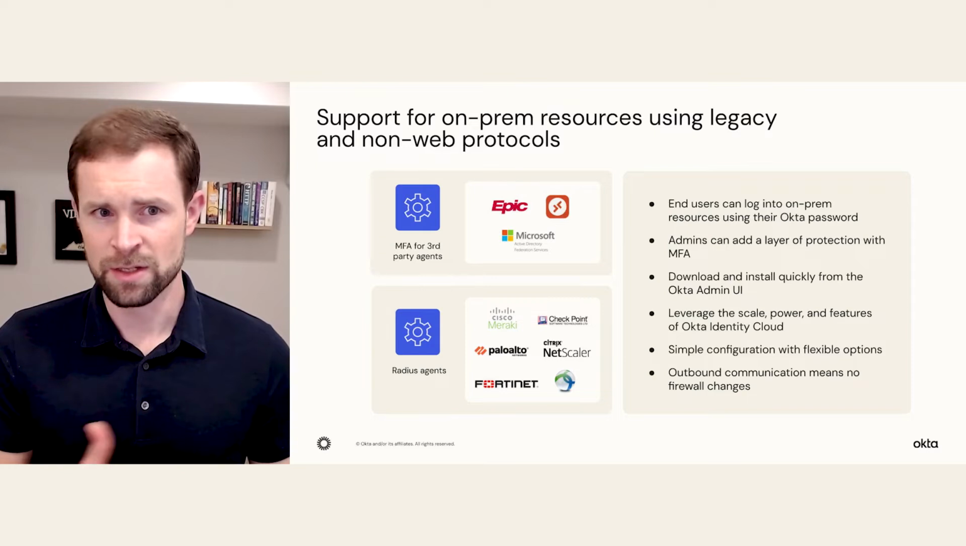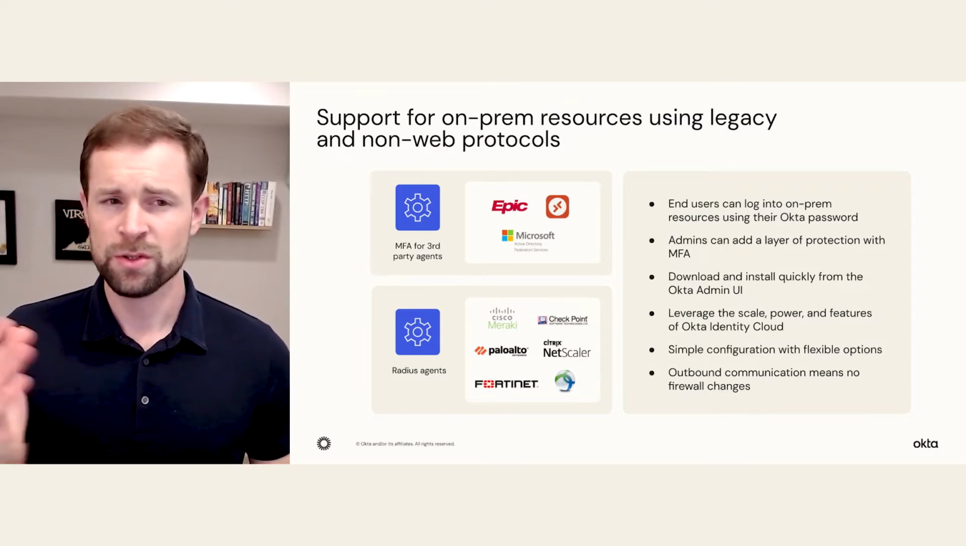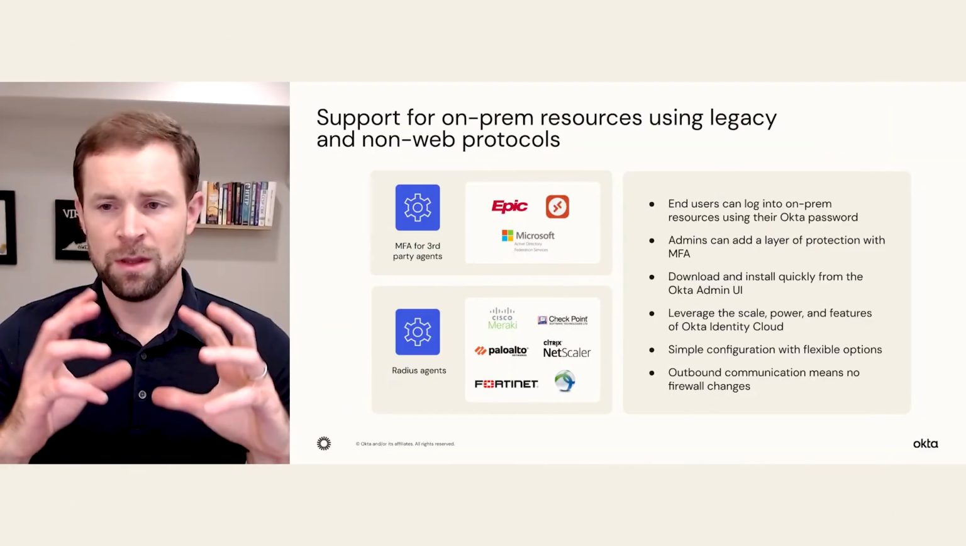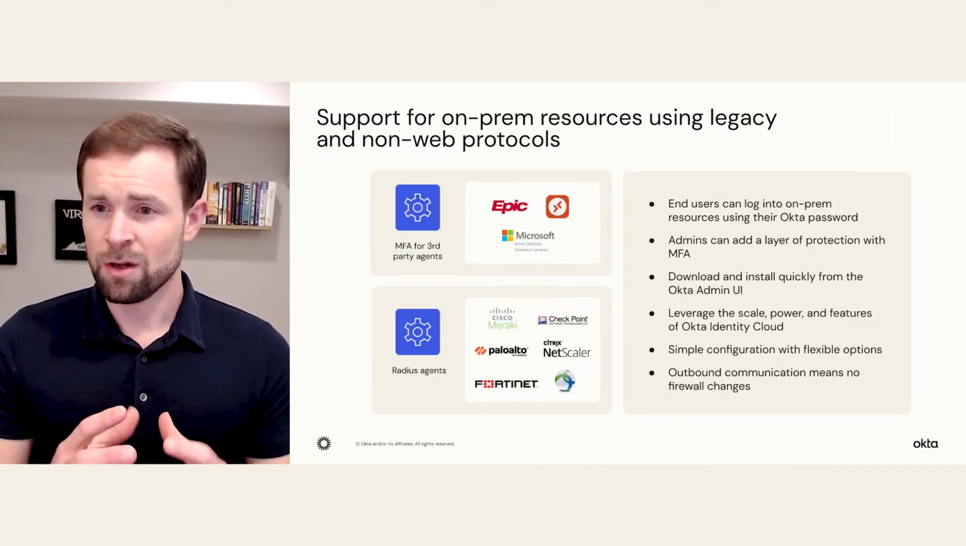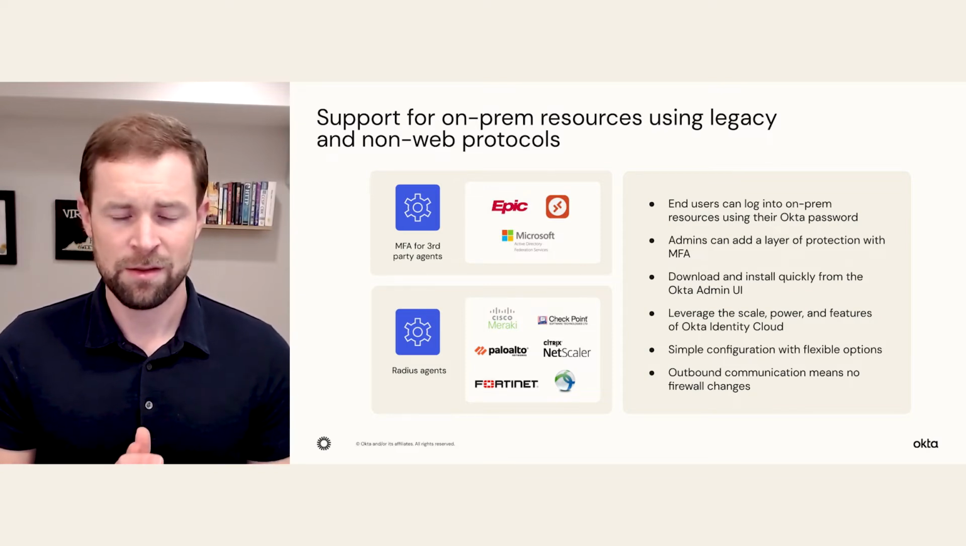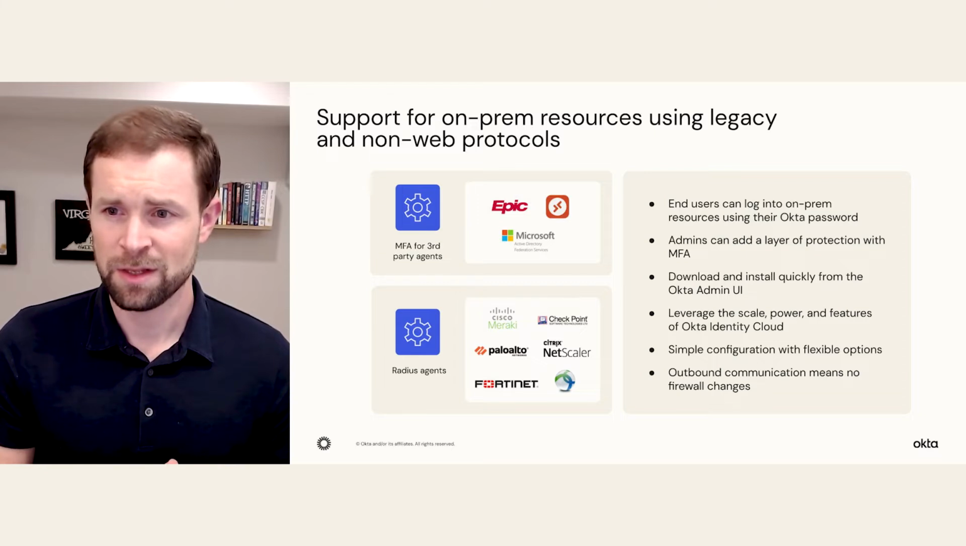And this is really our agents. So we support a whole slew of on-premises resources using legacy protocols, but also non-web protocols. So for example, our RADIUS agent, which is in the bottom left of this slide, allows you to integrate with networking infrastructure. So think of your Ciscos, your Check Points, Palo Alto, Citrix, Fortinet, which are all the logos in the slide here. So this integrates through a protocol called RADIUS. And RADIUS is not a web-based protocol. It's a means of server-to-server, basically, authentication.